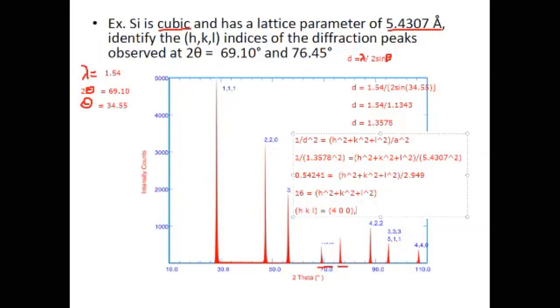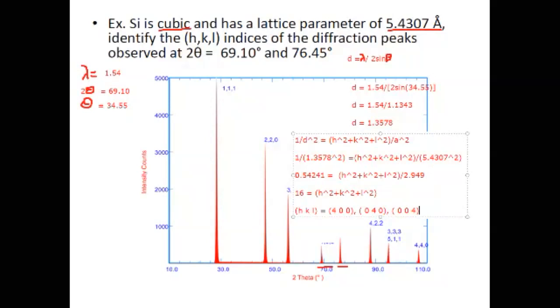But then this is also equivalent to the 040 reflection plane and the 004 reflection plane. That's about all we can do, because if this is, say, for example, the 232, that would be 4 plus 9 plus 4. So this is pretty much the only set of indices that can give you 16. Because if you do 222, it would be 4, 8, 12.